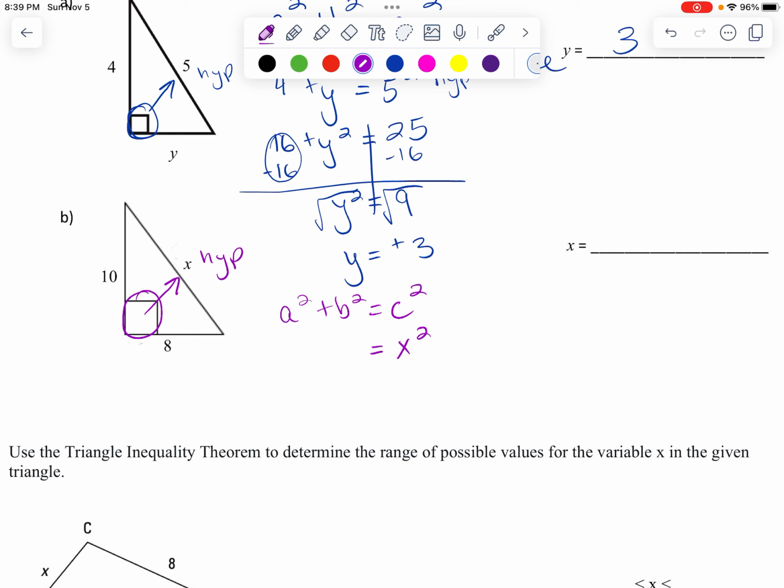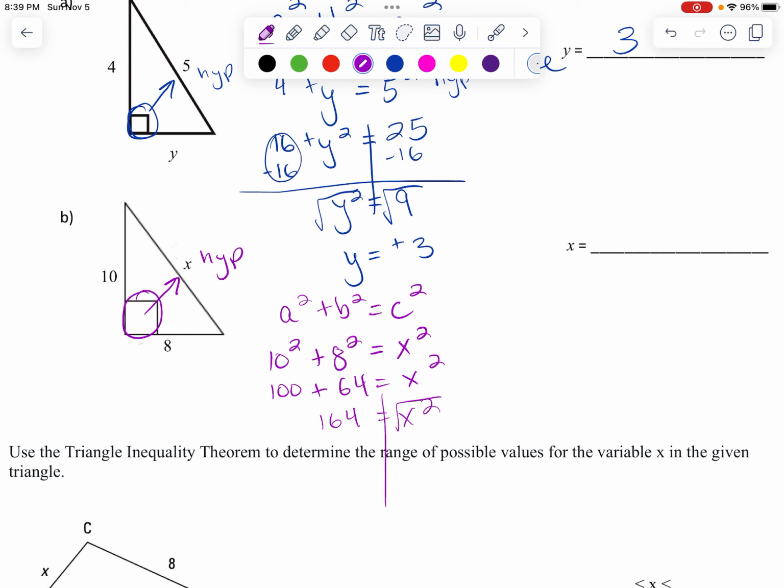And then our a and our b this time, we know both of them. So 8 and 10. You could switch, the 10 could go in for b and the 8 could go in for a. It's just that the c value has to be your hypotenuse length. Let's go ahead and calculate the square value first before we add. And so now we've got 164 equals x squared.